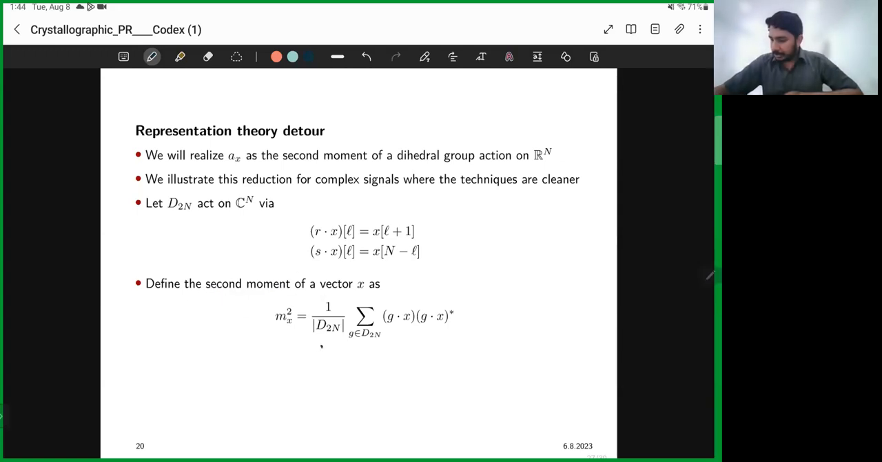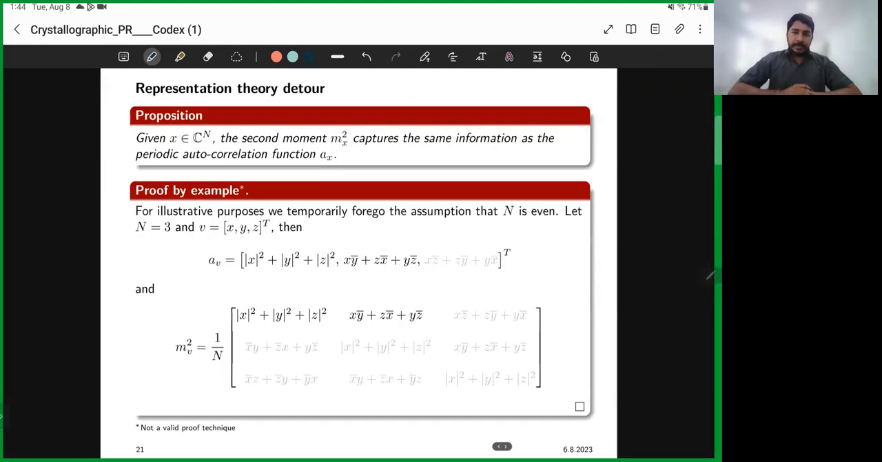So basically, this is just a normalizing factor, and the thing that matters is that outer product. I'm going to let each group element act on my signal, take this outer product, sum it all together, and normalize it by the size of the group, right? And that's my second moment. The first proposition we come across is that the second moment and the autocorrelation function capture the same information, right? And here is a proof by example.